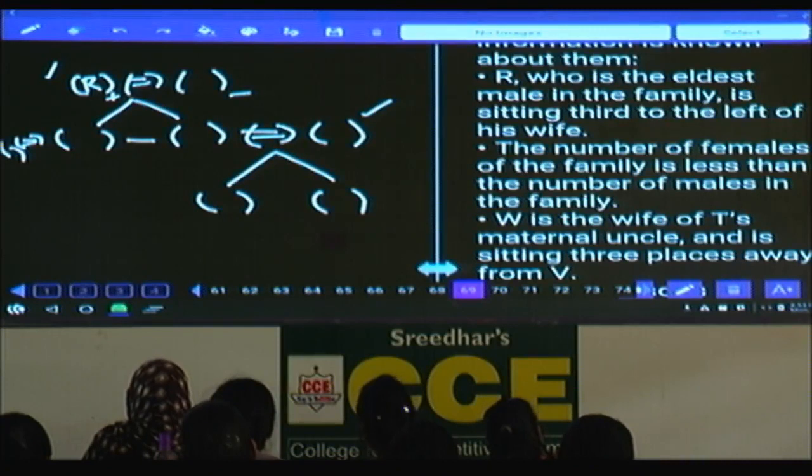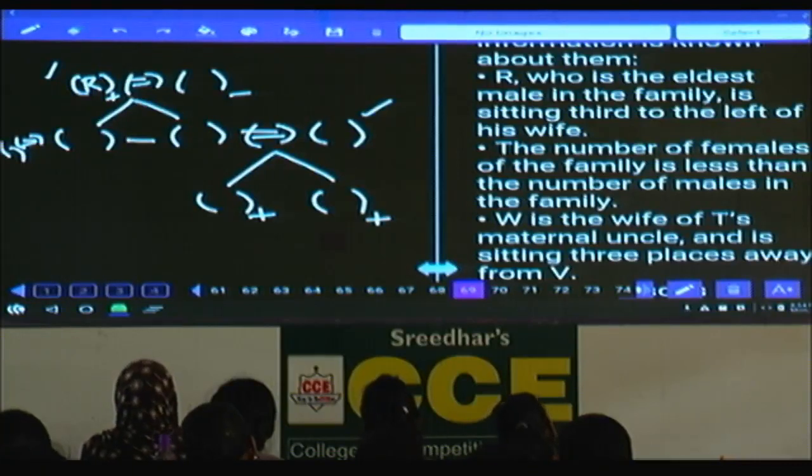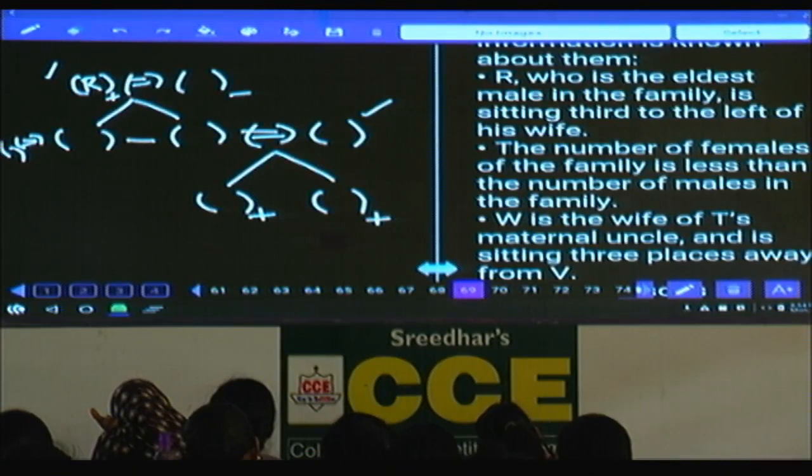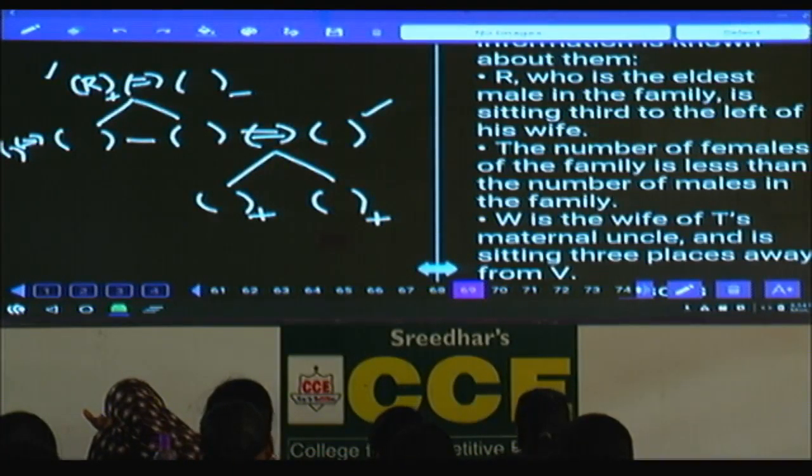5 males and 3 females. Then what happened to these two? These 2 persons must be males. Then only we will have 5 males. 3 couples, 3 males. Isn't it? 3 females. Now these 2 persons are also males, then only we will have 5 males. 5 males and 5 females.